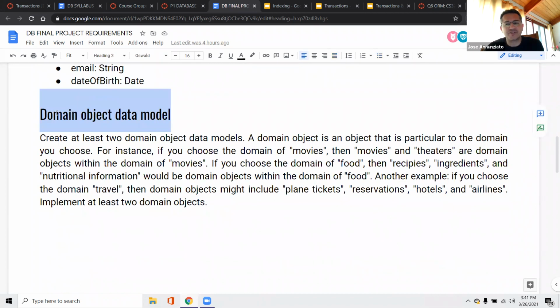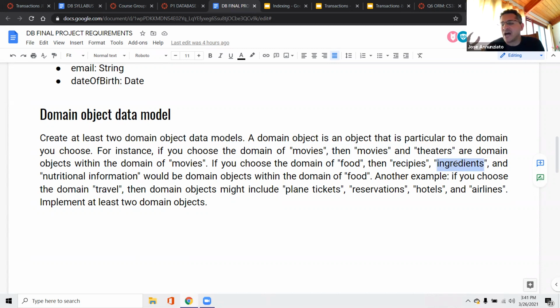All right, so domain objects are objects or classes or tables that are specific to the domain or the topic that you choose. And so if your topic is movies, then a movie is a valid domain object, or a theater, or movie ticket, right? Or movie review. Those would all be classes or objects that are specific to the domain or topic that you choose. If your topic is food, then you can have recipes, right? You can have sandwiches, you have ingredients, pasta, or whatever.